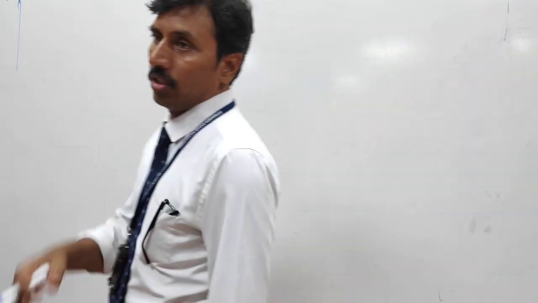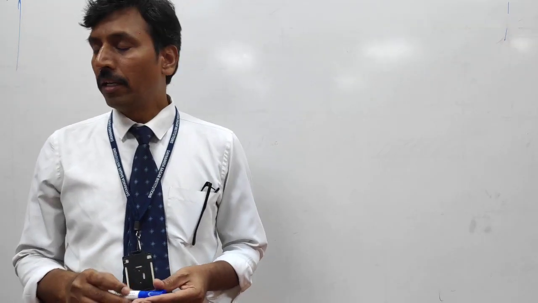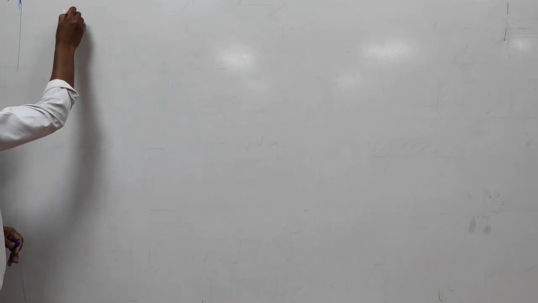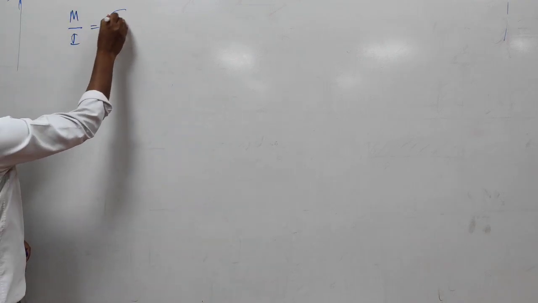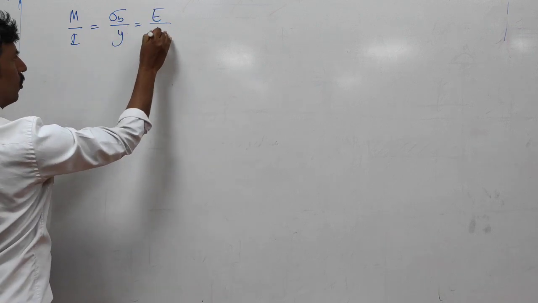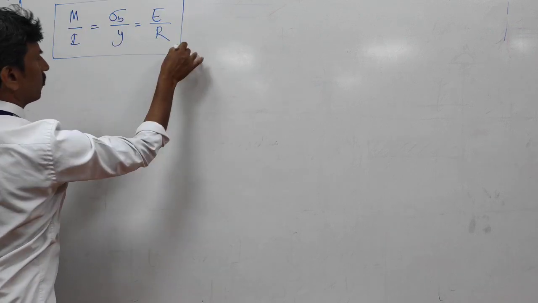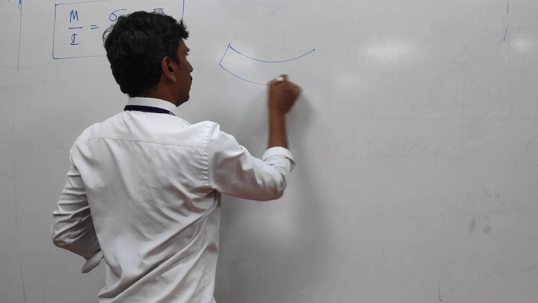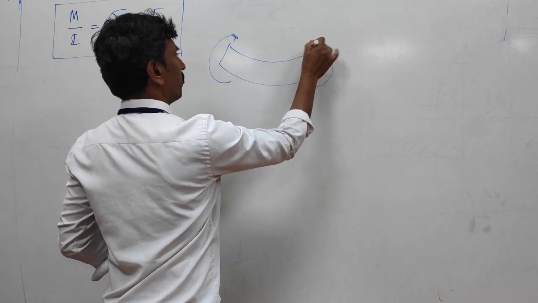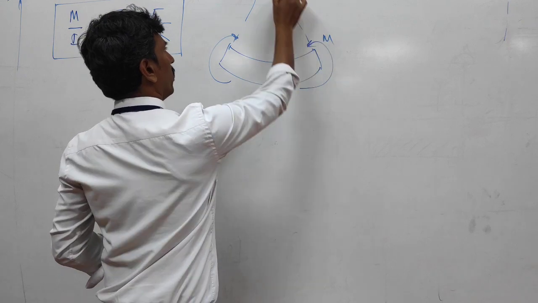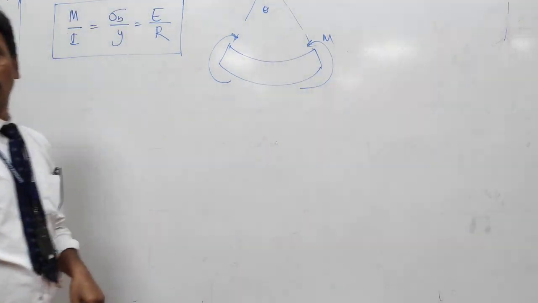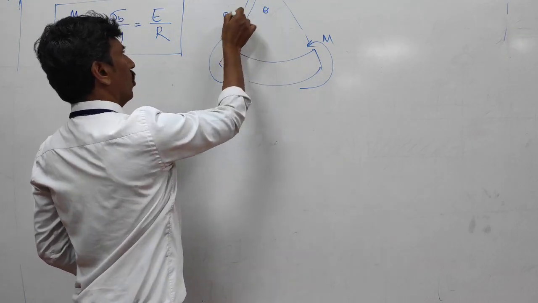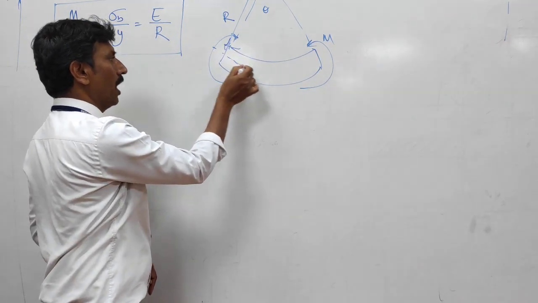Guys, today we will try to compare the bending equation and the torsion equation. You have seen last time the bending equation is M by I = sigma_b by y = E by R. You know what these terms are? This is for a beam which is bent like this, where a moment M is applied, and if you try to join this, it joins with an angle theta, and this is the radius of curvature till the neutral axis.